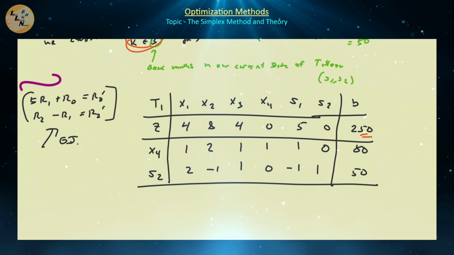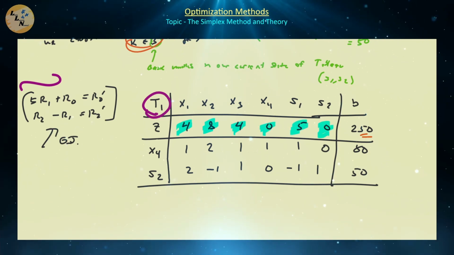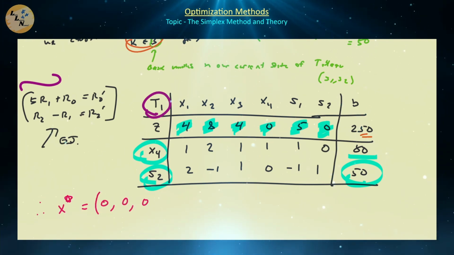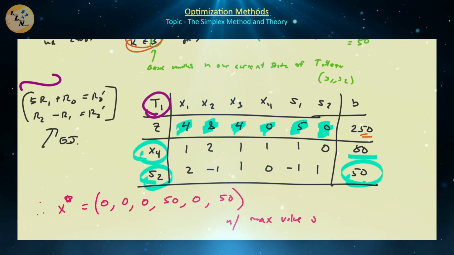Okay, now notice that we've only done one iteration of the simplex method, but all of the coefficients here are positive, right? So that means we have x4 equal to 50, s2 is equal to 50, and since all our coefficients in our first row are positive, that means what? That means we've found our optimal solution. So our optimal solution, x star, is going to be equal to x1, x2, x3, x4, s1, and s2, right? With a maximum value of 250. Right? And that is the simplex method.